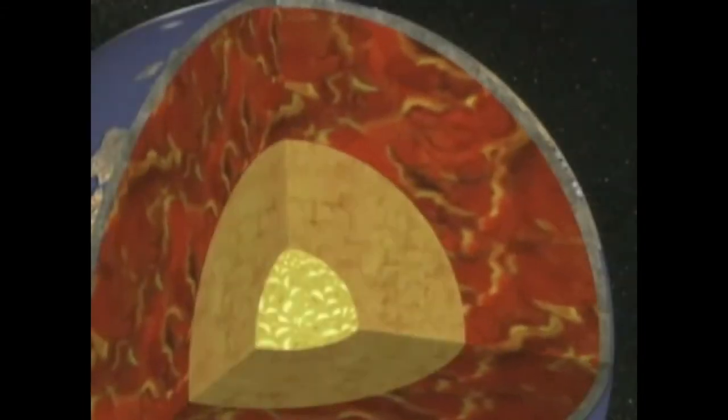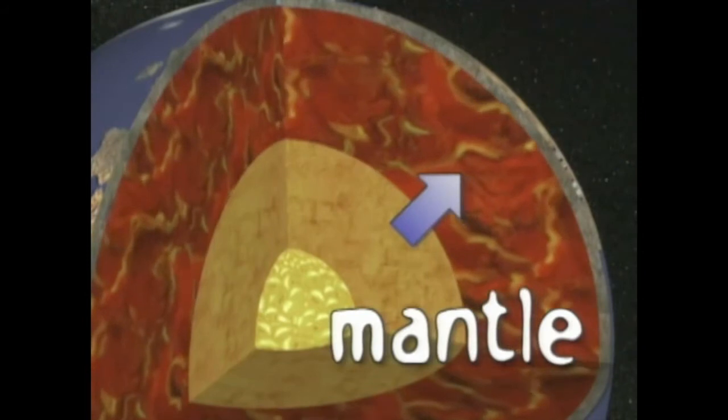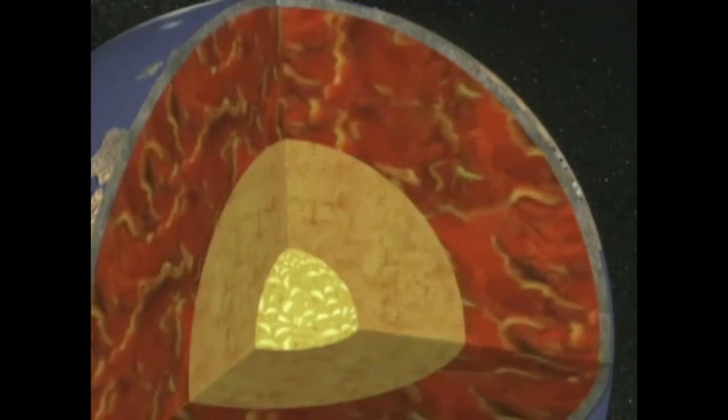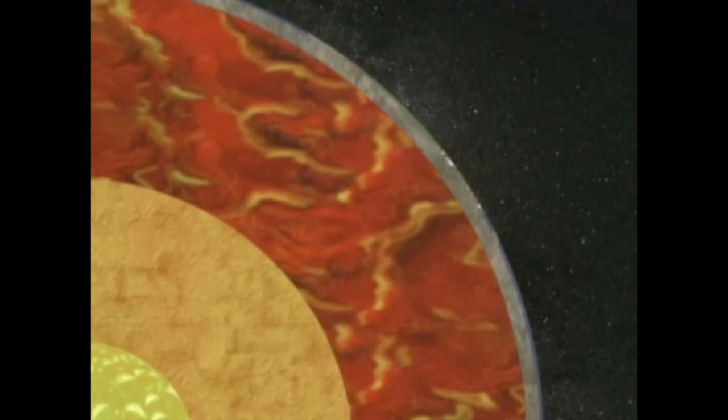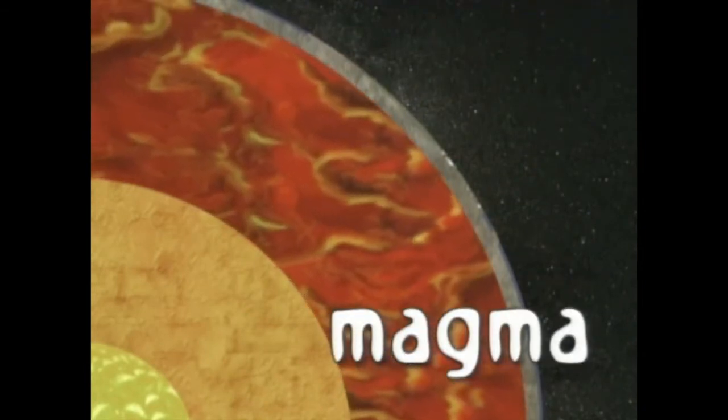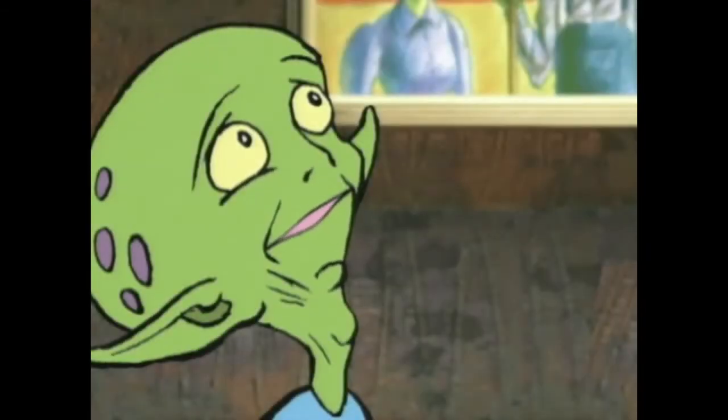But the inner core is kept solid because the weight of the entire planet is pressing in on it. The next layer outside the core, the mantle, is also extremely hot. And at the very top of the mantle, the pressure is less than deeper down, and the extremely hot rock here is molten. This liquid rock is called magma, and it's in constant slow motion as it heats up and cools down. Sounds like a lot of churning under the surface.